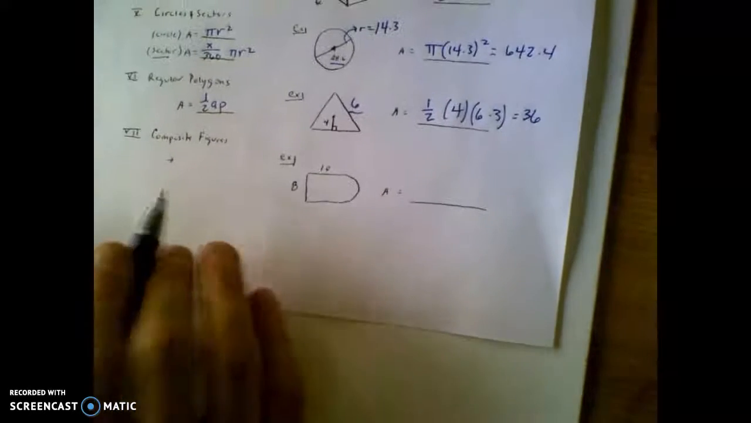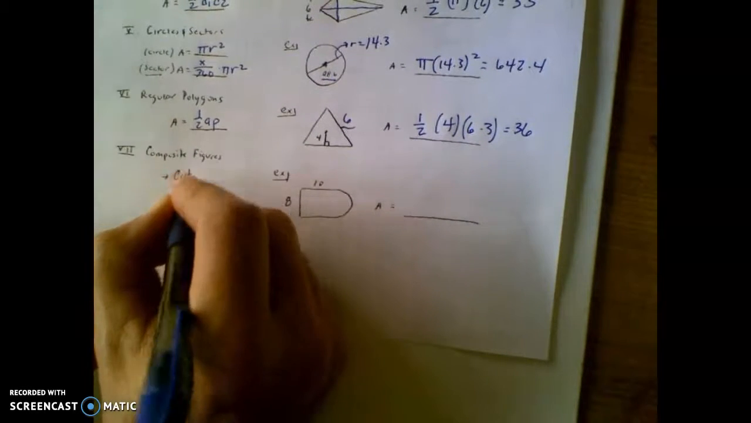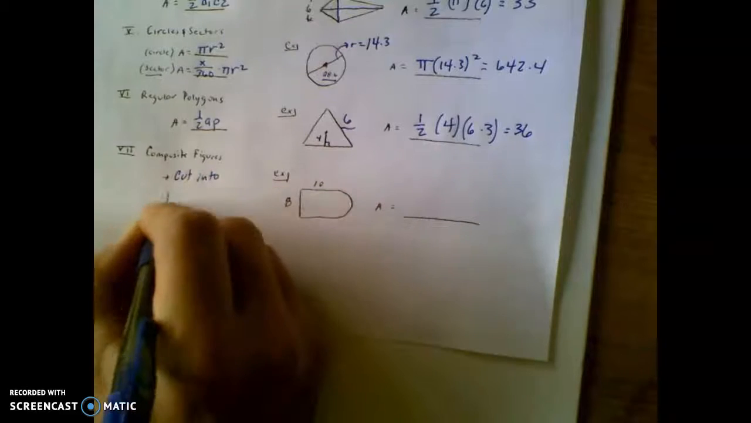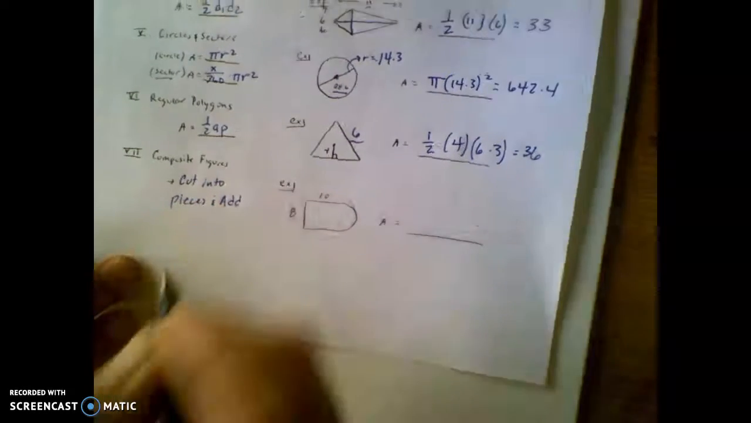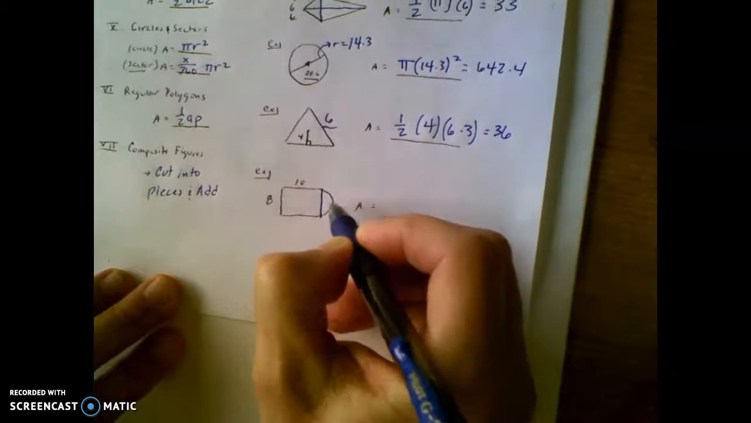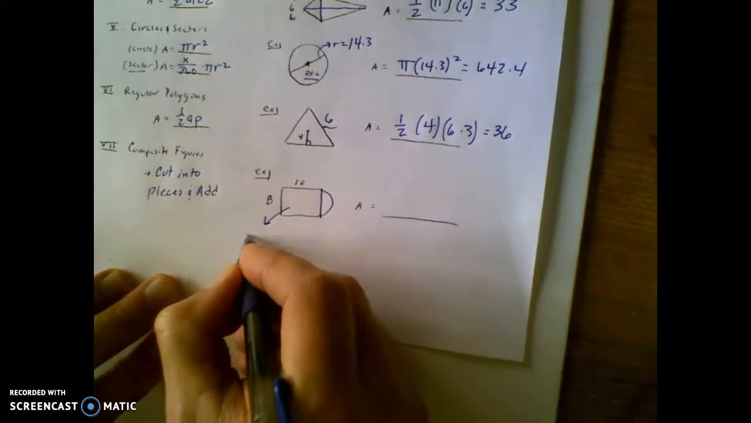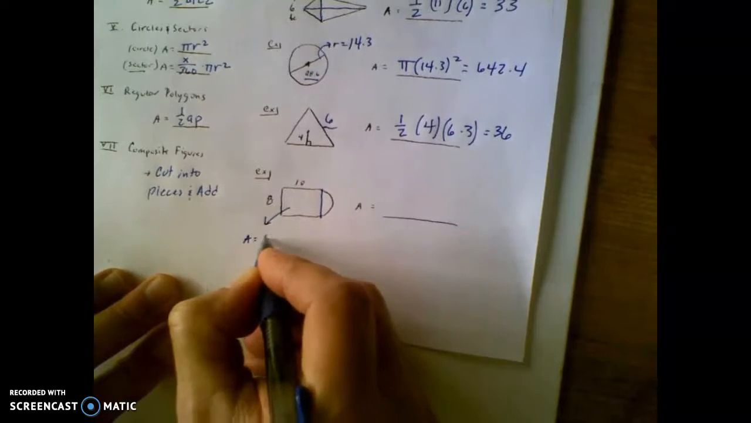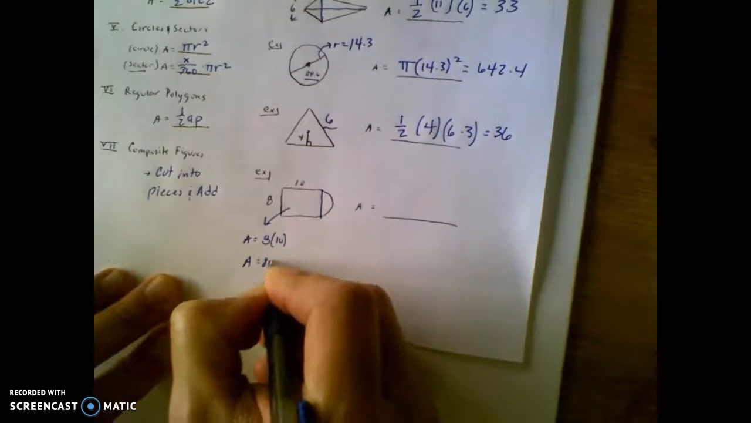Then the last thing we looked at was composite figures, basically cut into pieces and add them up. Over here I see 2 pieces: this half a circle and this rectangle. The rectangle is going to be base times height, which in this case is going to be 8 times 10, and that's equal to 80.